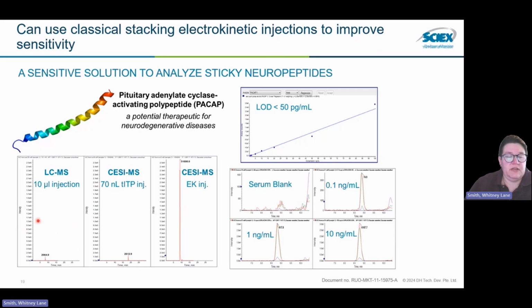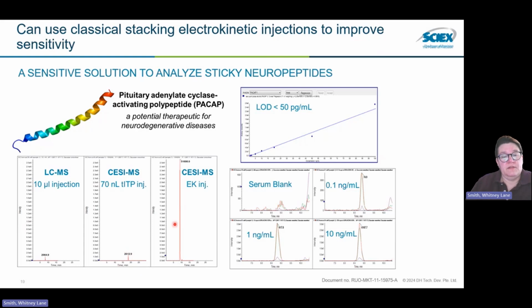A typical injection is 10 microliters, and I've already said that we have a lower injection volume where we're in the nanoliters. So here we've injected 70 nanoliters, and you can see we have about the same sensitivity or the same response in the mass spec as with the 10 microliters, and that's just because of the flow rate.